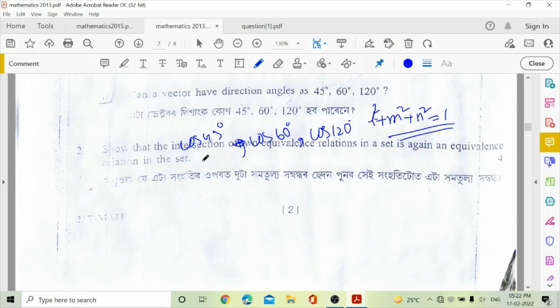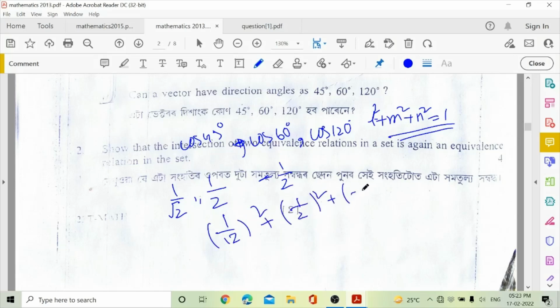So if we have the cos values, they will become direction cosines. Cos 45 degrees is equal to 1 by root 2, cos 60 degrees is equal to half, and cos 120 degrees is equal to minus half. Now we are trying to find out whether they are direction cosines or not. To be direction cosines, the sum of their squares should be equal to 1. So 1 by root 2 whole square plus half whole square plus minus half whole square.